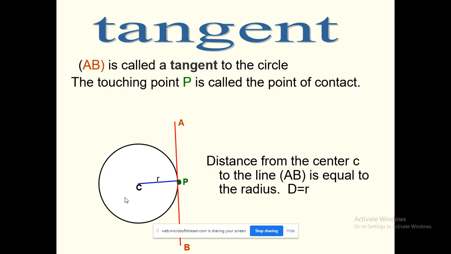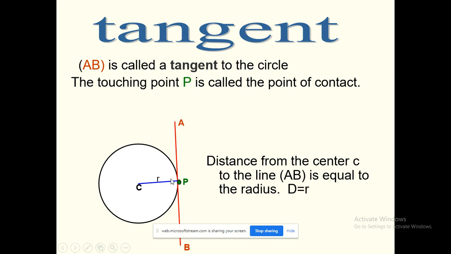So when the distance from the center to the line is equal to the radius, we call it tangent. Okay, so this is the tangent. So tangent, it means if you take the ruler and you measure here, it's equal to the radius. So when the distance between the center and the line is equal to the radius, we call it tangent.